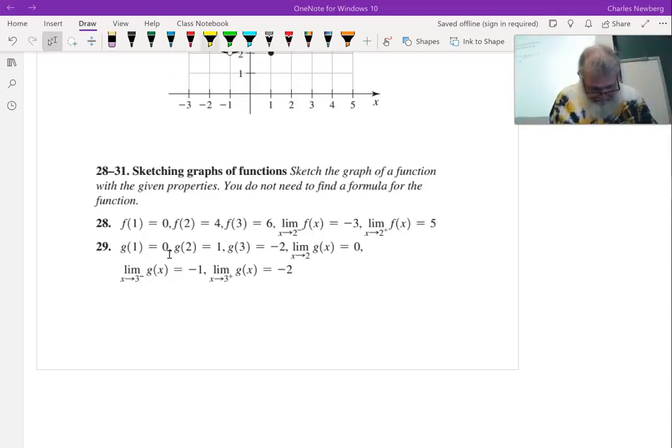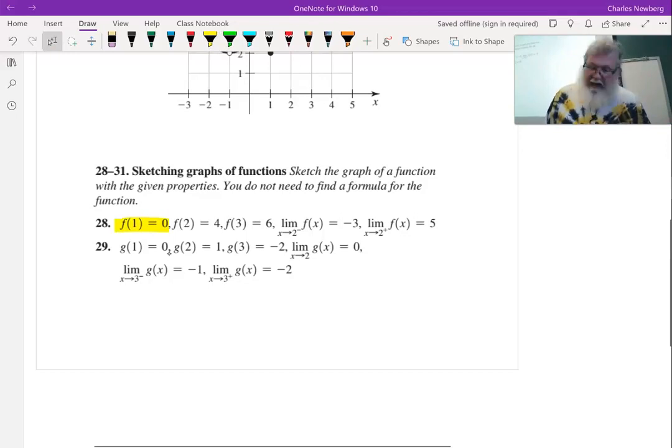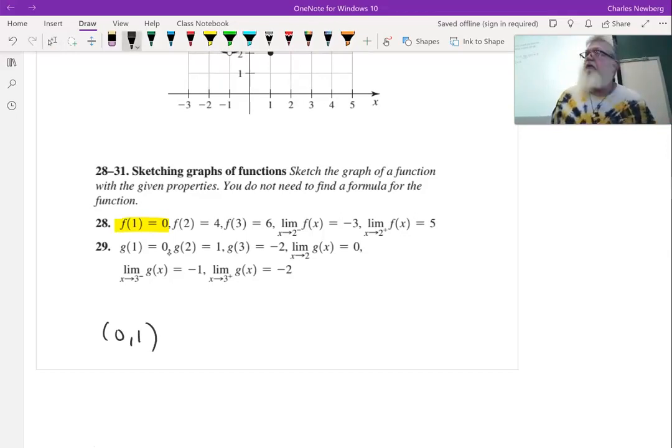First thing is, what does this tell me? f of 1 equals 0. That tells me I have a point, what? 0, 1 on the graph. Then the next one, 2, 4, says, hey, we got the point, what? 2, 4 on the graph. And the next one, f of 3 equals 6 means we have, what? 3, 6 on the graph.